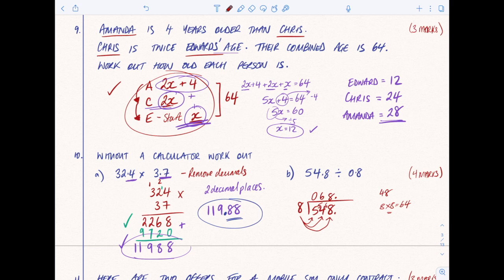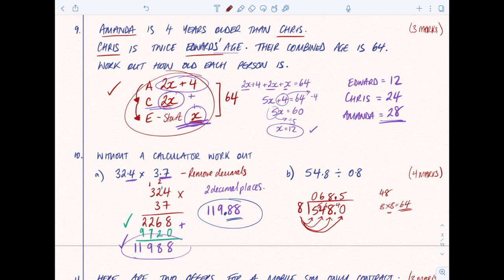So if you end up having a remainder when the number's finished, you put a decimal place, add a 0, and then whatever you've got to carry. So in this case, 8 times 8 is 64. To get to 68, there's 4 left over. How many times does 8 go into 40? And the answer is 5. And because I've now got no remainders, I can stop. So my answer to 54.8 divided by 0.8 is actually 68.5.